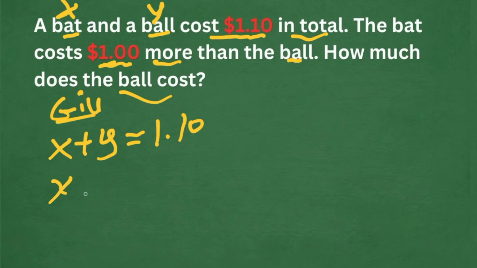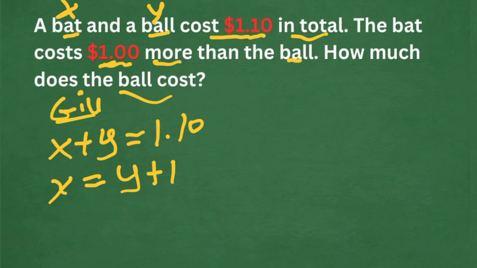So we have the value of X, which is X is equal to Y plus $1, because X costs $1 more than Y. So Y plus $1 is X. That is the logic. And we have got these two equations. So we are going to solve these two equations.